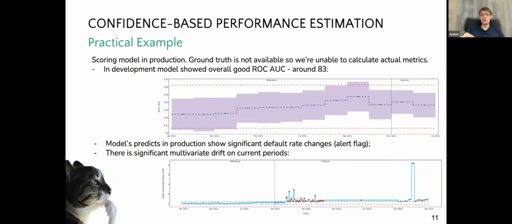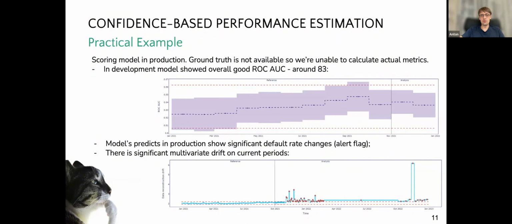In development, the model appeared green, delivering overall good ROC AUC around 83 points. However, starting in October 2022, the model exhibited significant changes in the predicted default rate. This is usually an alert flag. Also, we didn't have good data within the period of summer 2022 due to process changes.